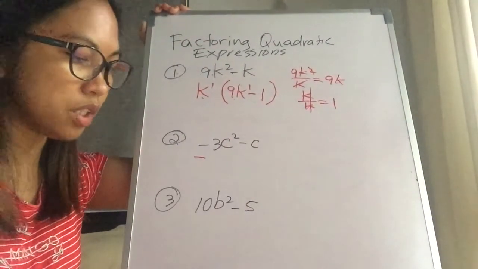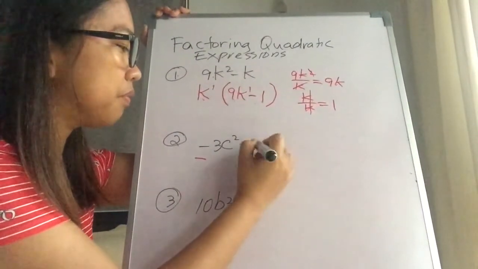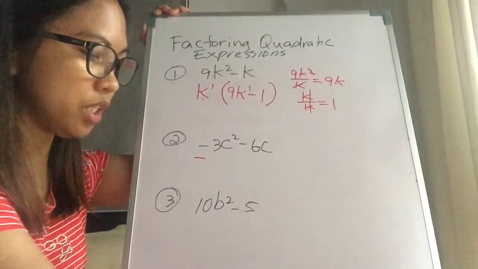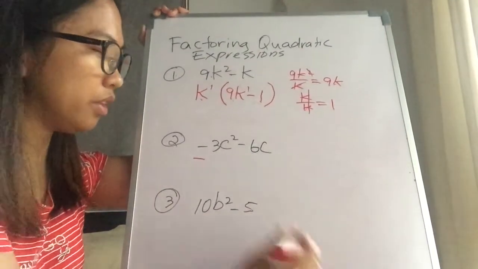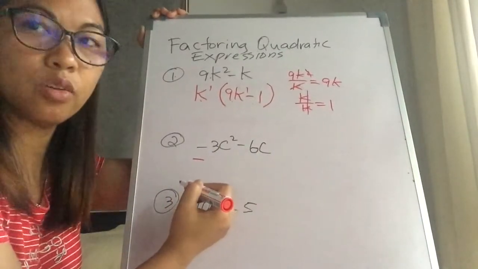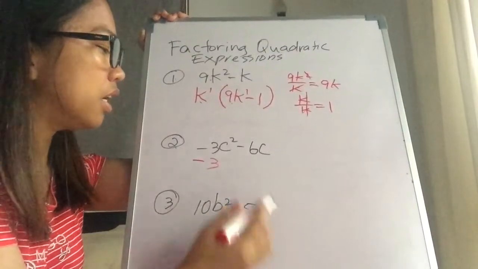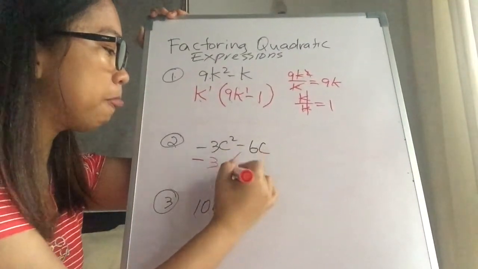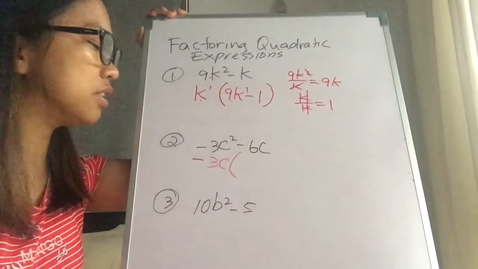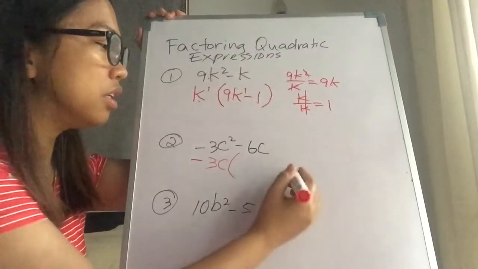If we put a number there, let's say 6c, for example, what is the common factor? 3 and 6, the common is 3, right? So, 3. And then c is there. So, minus 3c is your common factor.